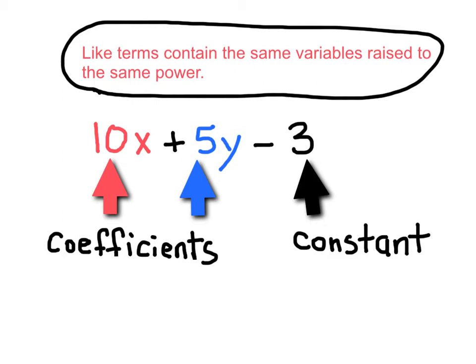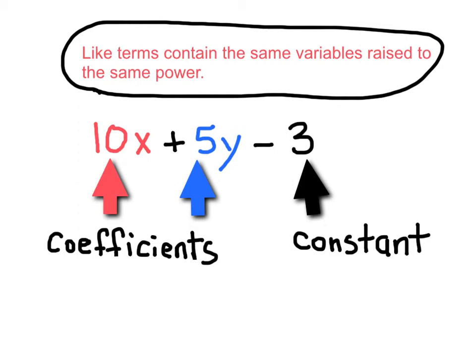All right, so here are a couple other things we need to know. Coefficients. Coefficients are the numbers in front of the variables of a term. So our term 10x, the 10 is considered a coefficient. The term 5y, 5 is considered a coefficient. And notice that coefficients are being multiplied by the variable. So 10x means 10 times x, and 5y means 5 times y.